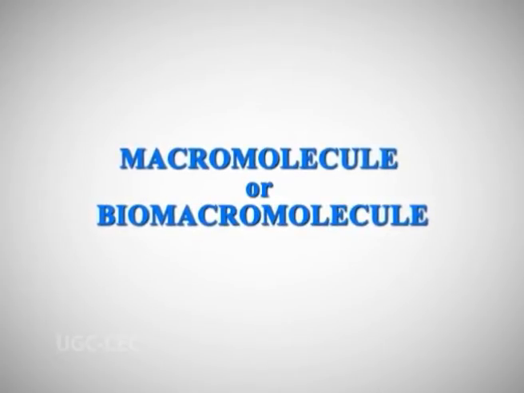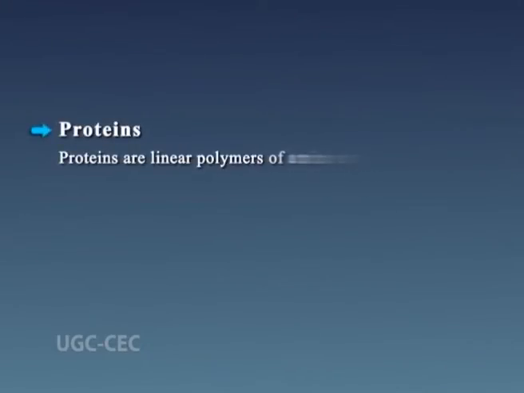Now, what is a macromolecule or biomacromolecule? A biomacromolecule is a large biological polymer that is made by linking monomer units together, for example, protein, nucleic acid, and polysaccharide. Proteins are linear polymers of amino acids.